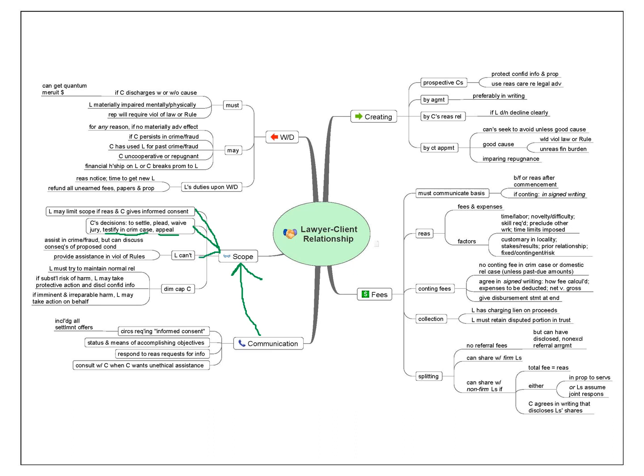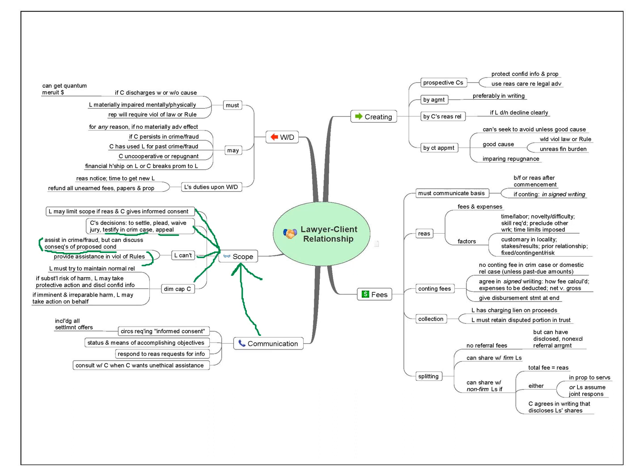Now, some things are beyond the scope of a lawyer-client relationship, which again are fairly obvious. A lawyer cannot assist the client in a crime or a fraud, but you can discuss the consequences of a proposed course of conduct. Suppose the client says, I don't want to pay taxes. You can say, well, that's illegal. I can't help you do that, but I can tell you what may happen afterwards, and you can walk through those consequences. You cannot, of course, give assistance in violation of the rules of professional conduct.